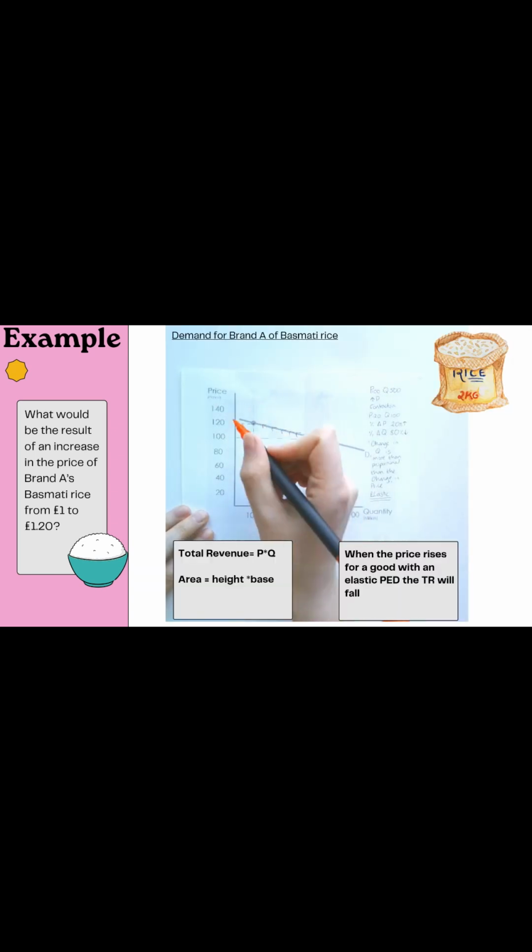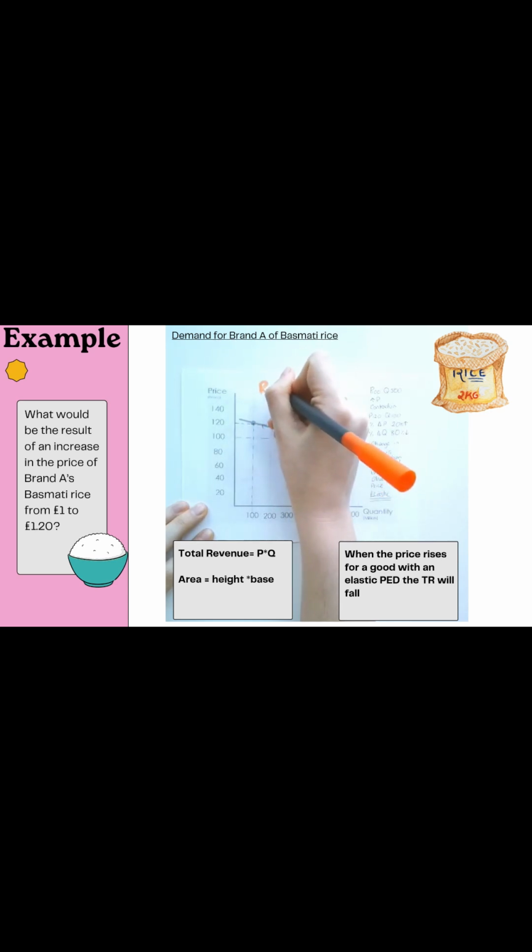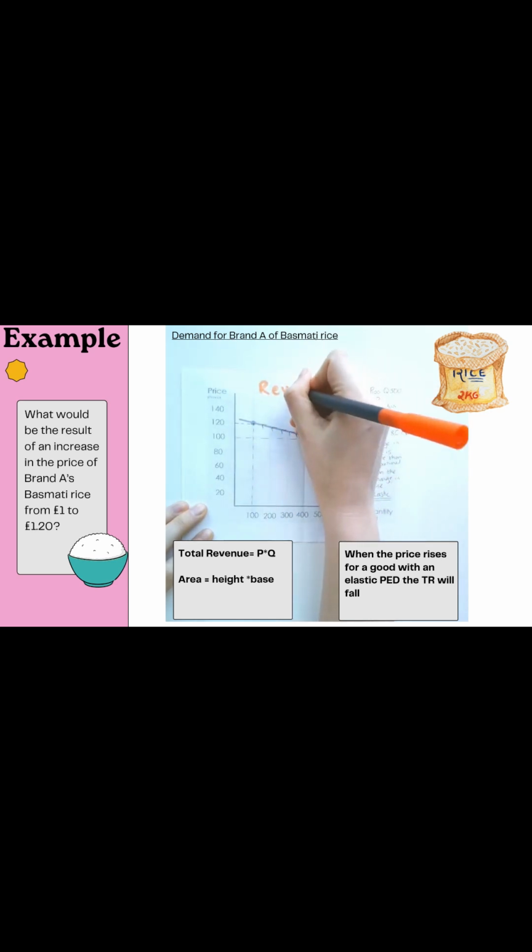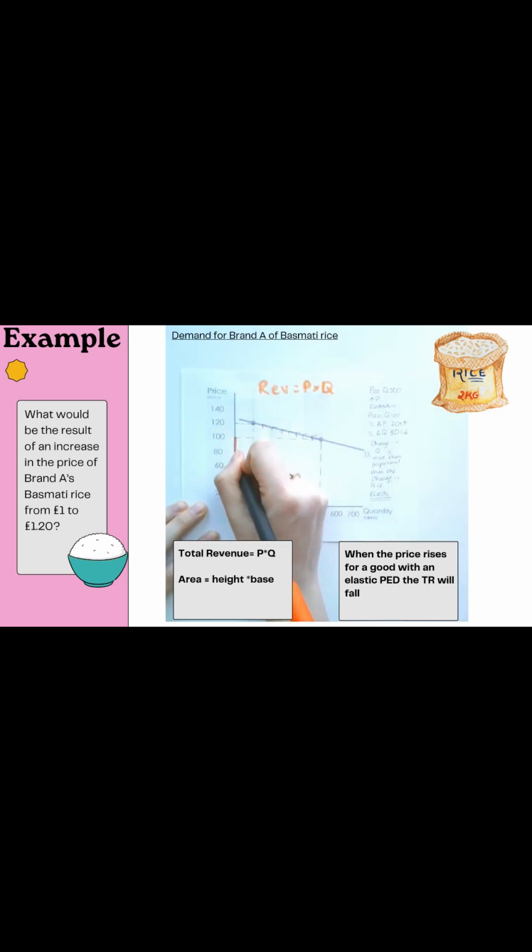If the change in quantity demanded was more than proportional to the change in price, the number in the numerator is going to be greater than the number in the denominator, and so you're going to get an answer that is bigger than 1. Another key piece of information that you absolutely have to note down is that when you see an increase in price for a good that is elastic, you are expecting to see a fall in total revenue.